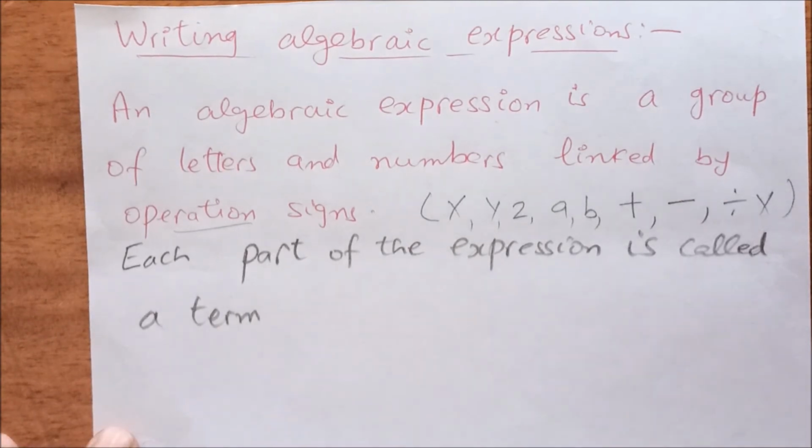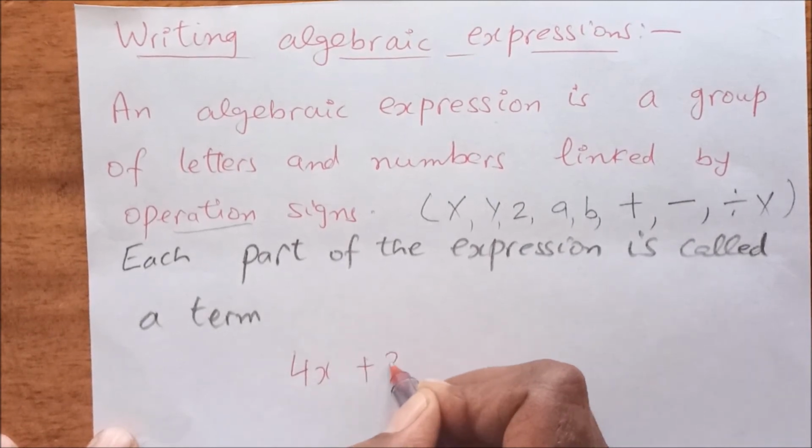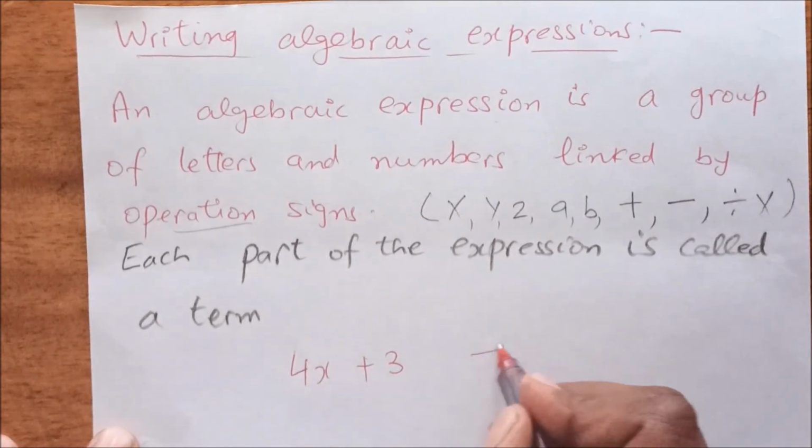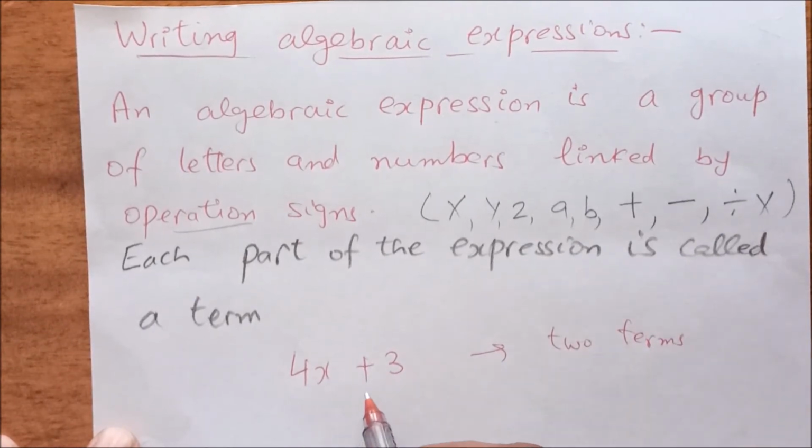I can give one example here. Let's say 4x plus 3. This has two terms, separated by a plus sign. We will learn more about terms and like terms, and how to operate with them, in the next video. Here we are just focusing on algebra.